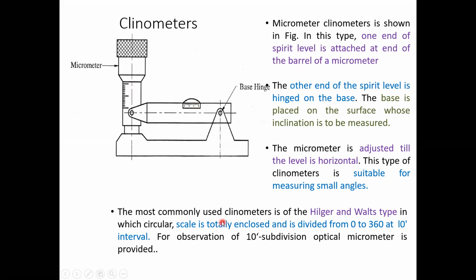The most commonly used clinometer is of the Rank and Taylor type, in which the circular scale is totally enclosed and is divided from 0 to 360 degrees at intervals. Okay.